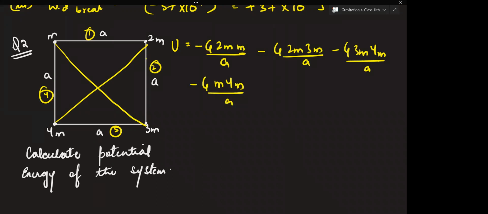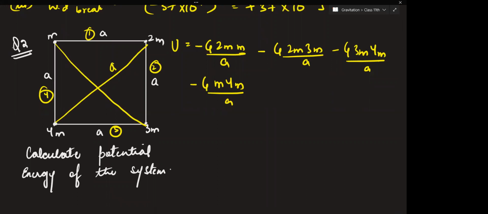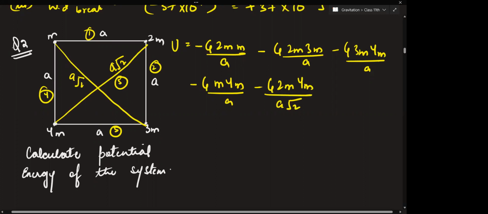Class, one side is A, this side is A. So the hypotenuse of the triangle, using the Pythagoras theorem, will be A root 2. One side is A, another side is A, so A square plus A square under root makes it root 2A. Similarly, this side will also be root 2A. So all the diagonals are root 2A. So calculating the fifth energy, minus G 2M into 4M by A root 2. Calculating the last, sixth energy, minus G M into 3M by A root 2.